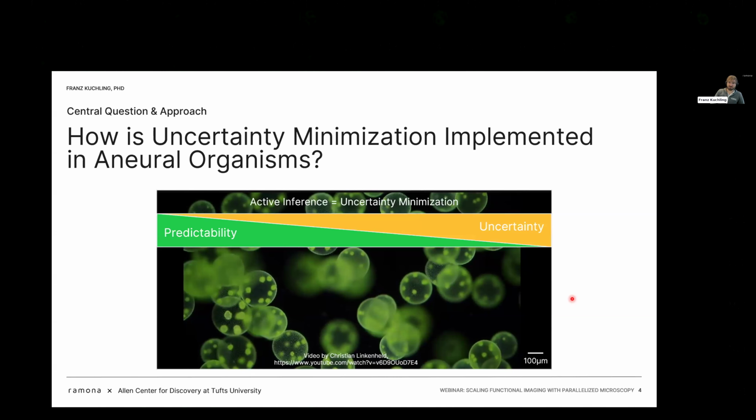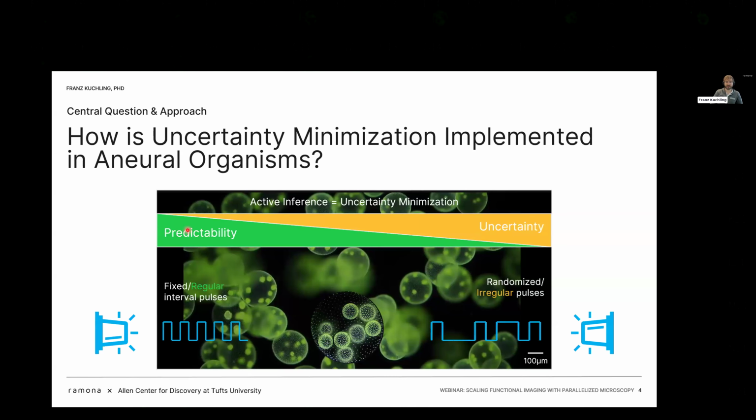And so we want to use this very unique but easily observable movement to get at this active inference idea of uncertainty minimization. Basically, active inference is minimizing the uncertainty in your environment, predicting it and acting accordingly, which means that the more predictable the stimulus, the better you can adapt to it, because it's easier to minimize that uncertainty from it.